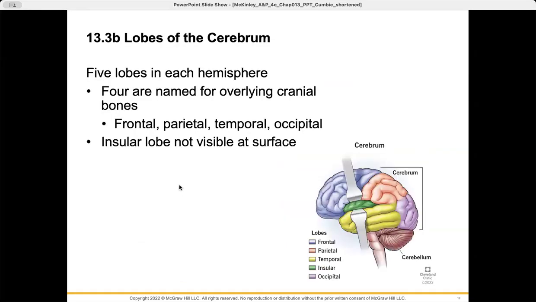So let's look at some of these lobes here, okay? There are 5. You might notice that you're only learning 4 in lab. We have the frontal lobe, parietal lobe, occipital lobe, and temporal lobe, so named for the bones that you learned that protect them. And then in the center, okay, surrounding diencephalon, you have insula, which is also called the insular lobe.